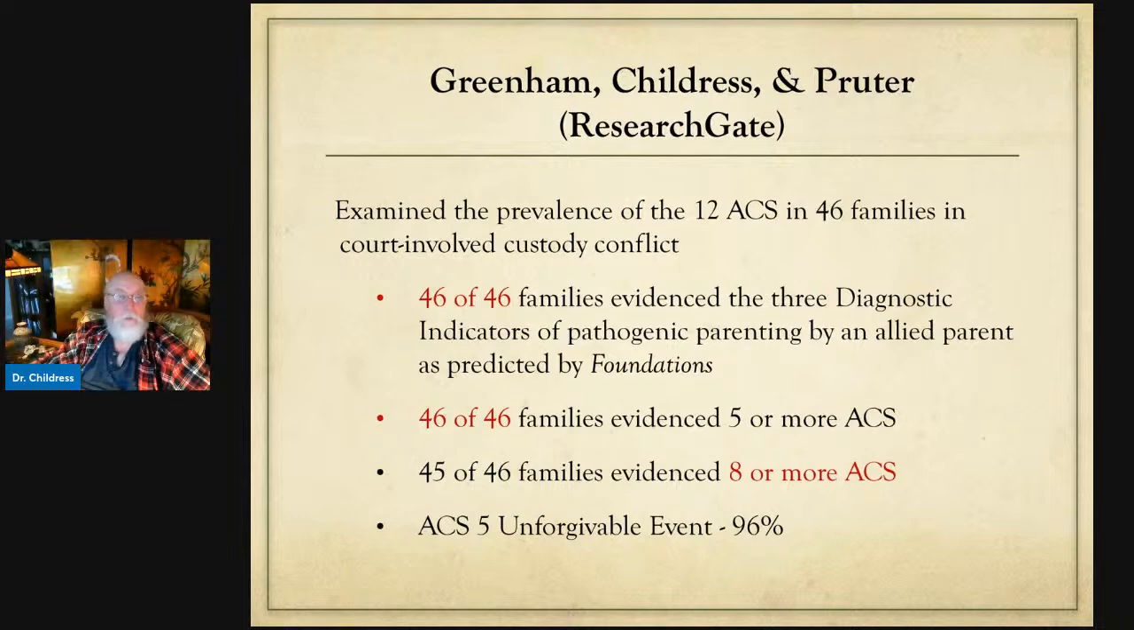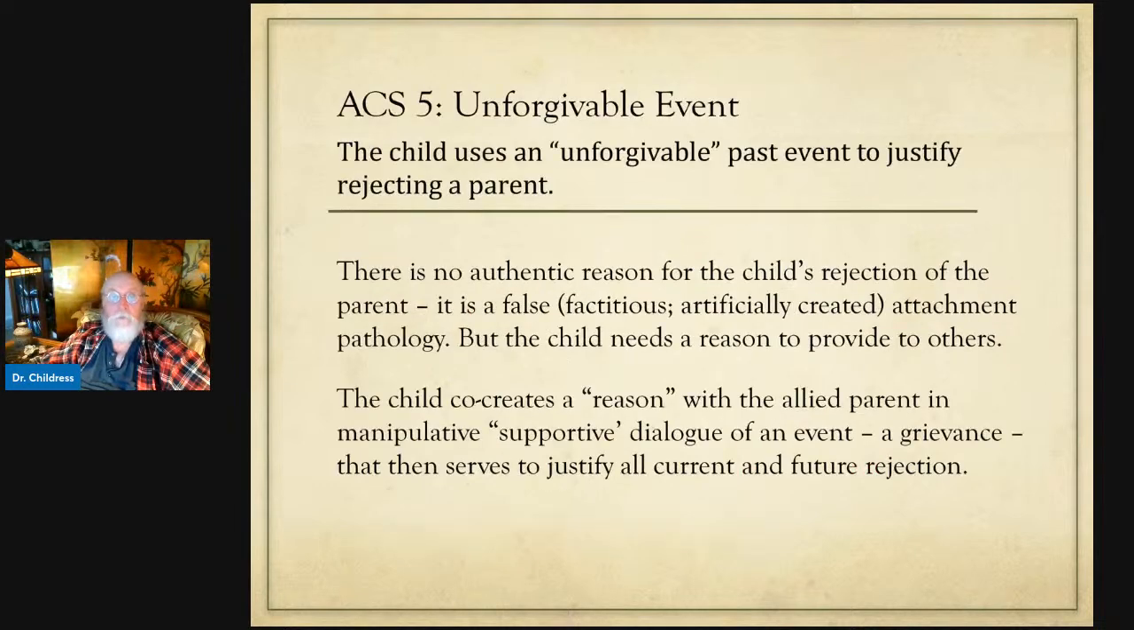Scientific method is to develop an explanatory model that makes predictions. I developed an explanatory model that makes predictions, and the predictions show up in the data. So the model that made the predictions is 100% accurate. In the data, the unforgivable event, ACS5, showed up in 96% of the families. Pretty much all the families had this symptom feature.